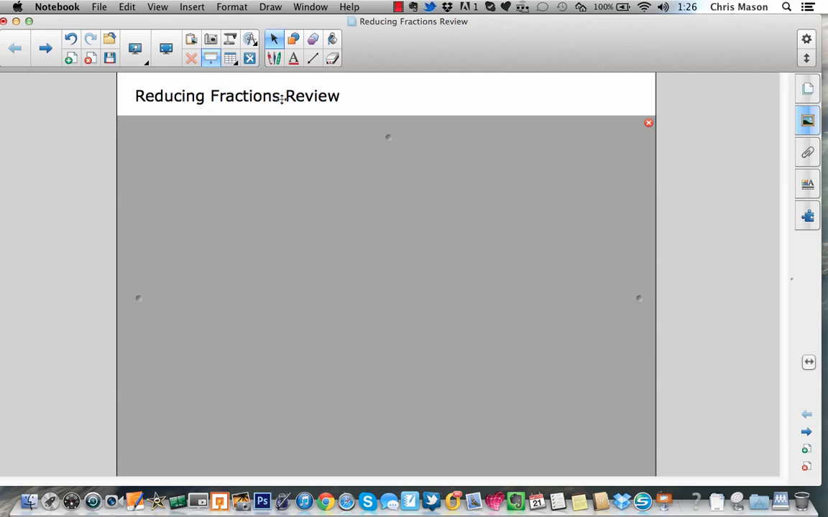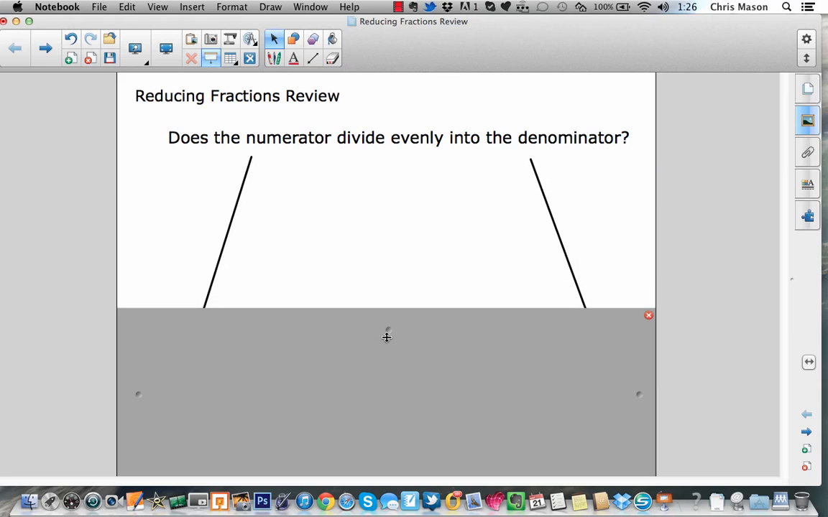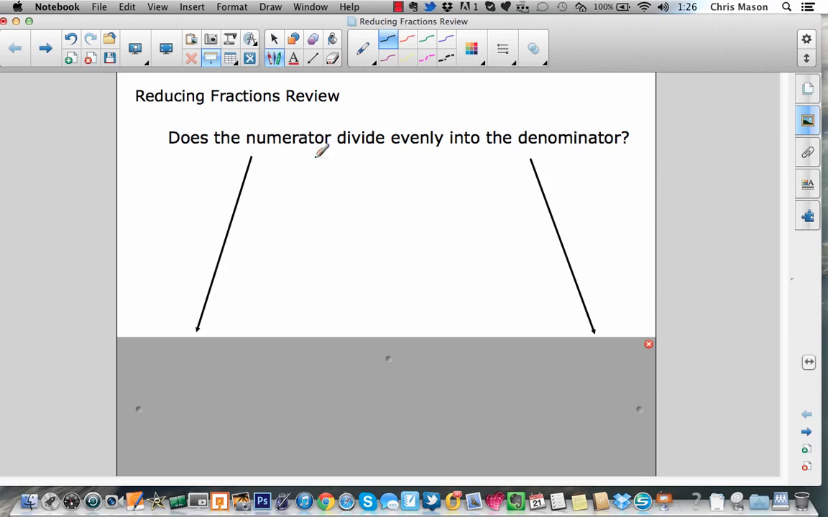All right, so this is the reducing fractions review. We're going to be taking fractions down to the simplest expression of those fractions, the most basic versions of them. The first thing we're going to ask ourselves when we reduce is, does the numerator divide evenly into the denominator? And you really hope for those kinds of fractions because it makes for some really easy reducing.